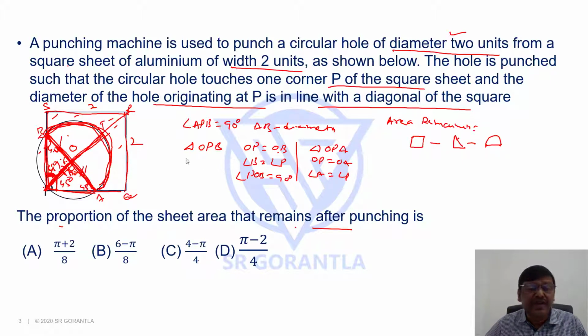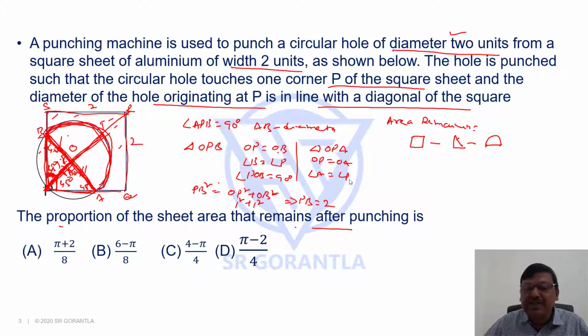So from this what we can say, triangle OPB is a right angle triangle. If it is a right angle triangle, what is your PB going to be? PB square equals OP square plus OB square, which is 1 square plus 1 square. So from this I can say PB equals root 2.